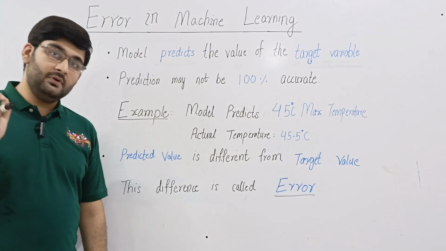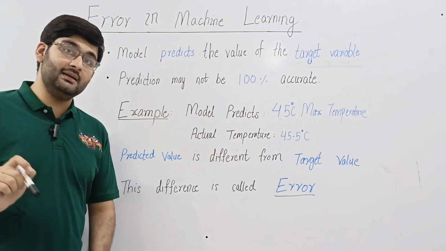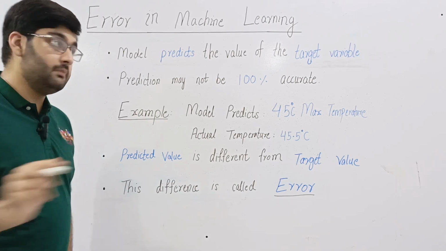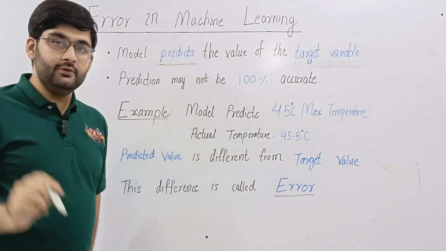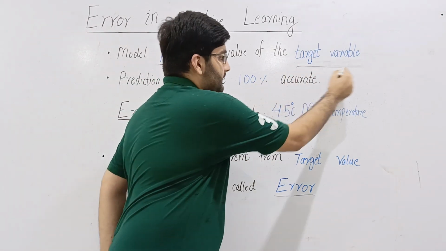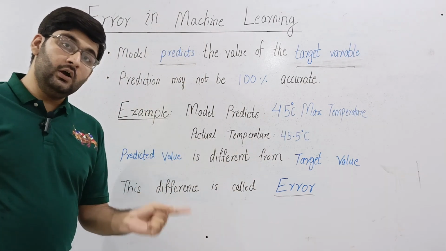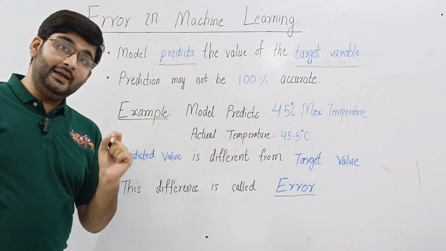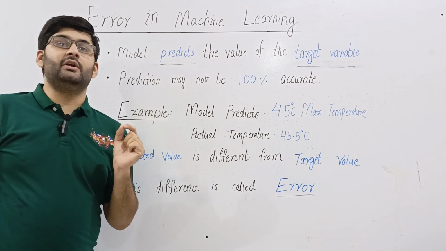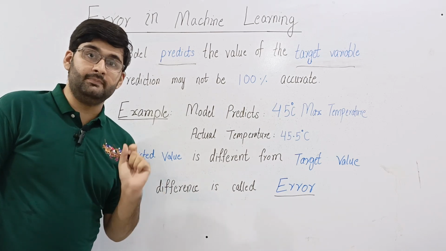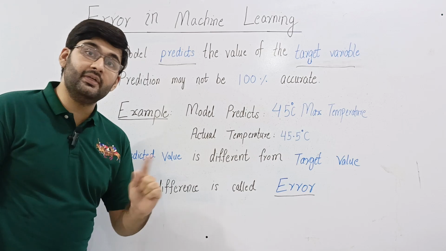Remember that in supervised learning, the machine learning model calculates or predicts the value of the target variable. However, this calculation or prediction of the target variable might not be 100% accurate. It might be close, but it might not be exact.